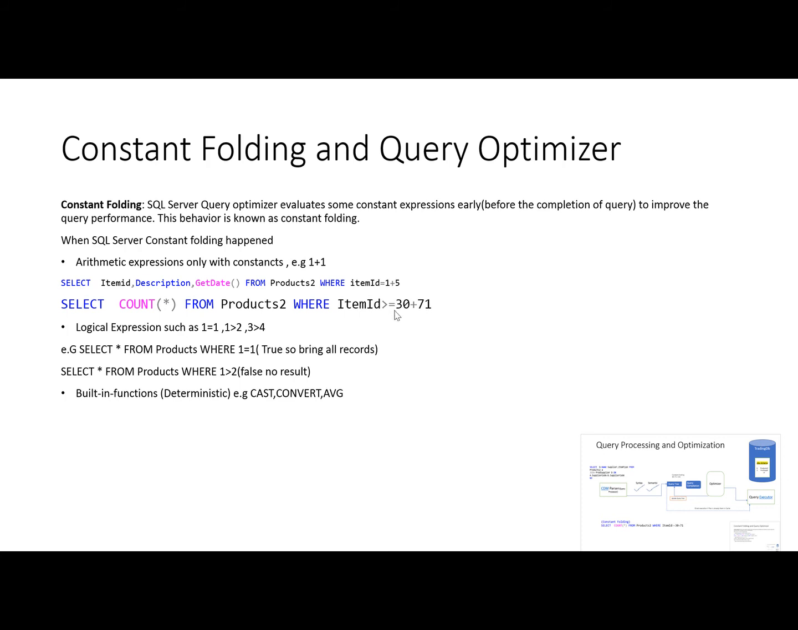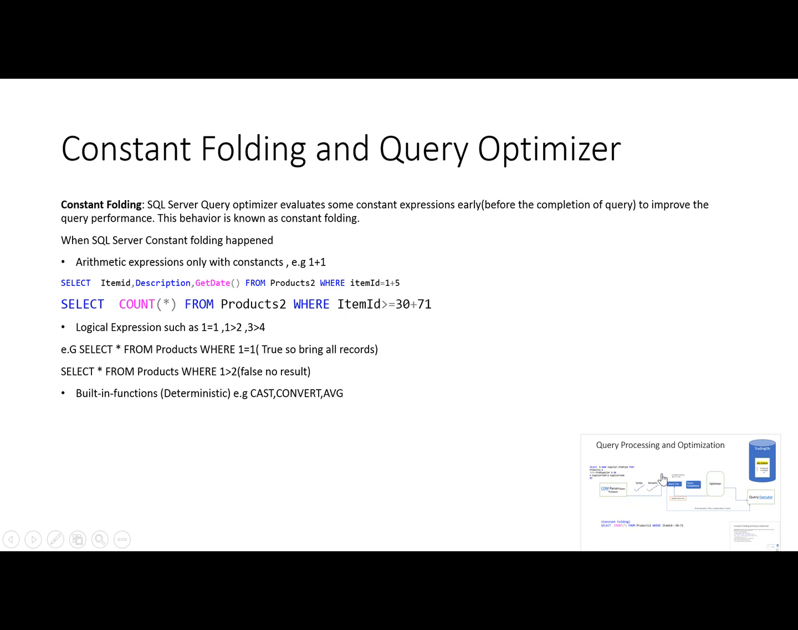So when we pass this query to the database engine, what will the database engine do with this constant part, and how will it be evaluated? When this query is passed, the optimizer evaluates this constant expression earlier, before the query is compiled. This constant part is already evaluated. This behavior is known as constant folding.